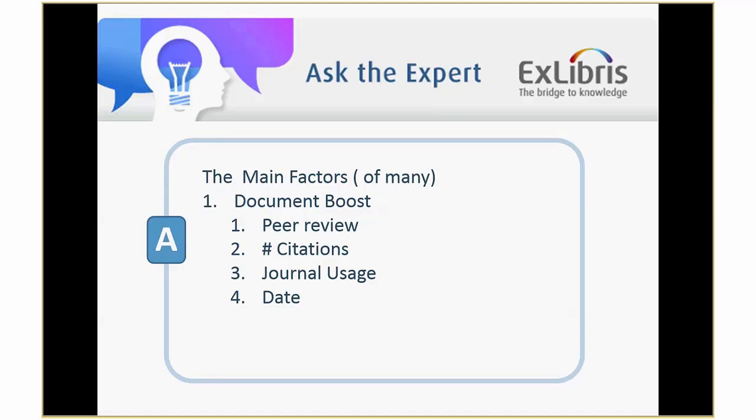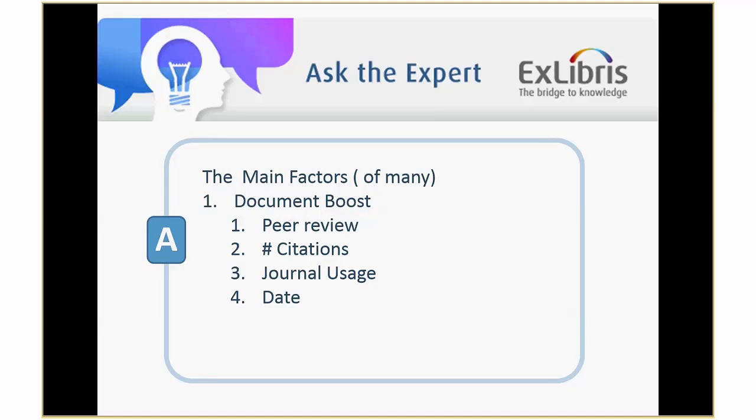Of course, the date is, in fact, a decay. As you go back in time, the boost is less, but it still gets a boost in itself. Okay, so these are the main parameters. Again, peer reviewed is more important. It makes it important. The citation, journal usage, and the date. These come together to a certain number, a boost that is given to a document.